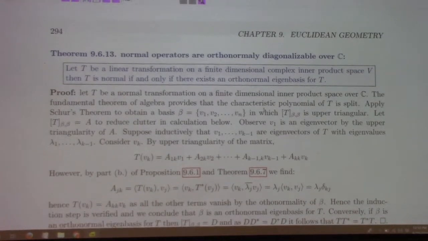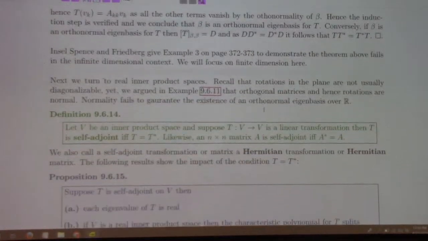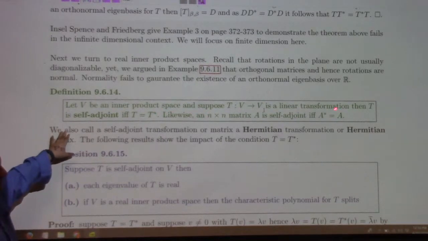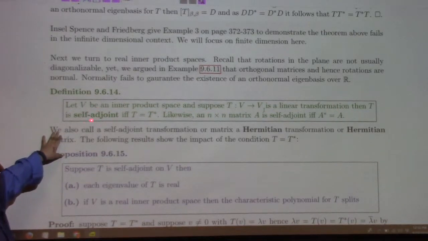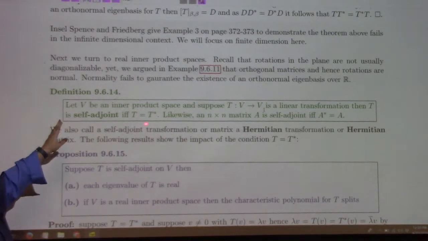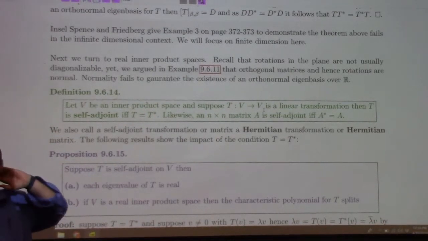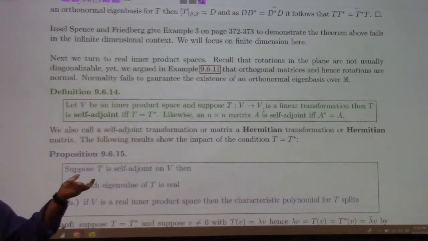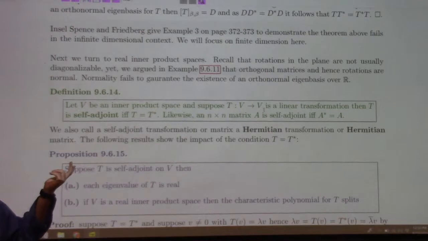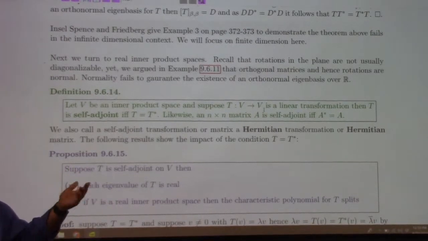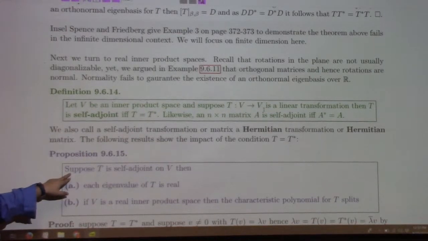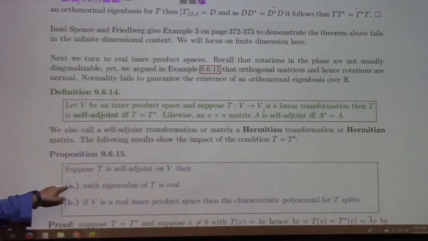And so that brings us to one last definition here. We're almost done. If I have an inner product space and I have a linear transformation T, what's self-adjoint? Self-adjoint means that T is actually equal to its adjoint. Self-adjoint definitely implies normal, because if T is equal to T star, then certainly T T star is equal to T star T. So self-adjoint implies normal. And therefore, if you have a self-adjoint transformation, well, it's even better.